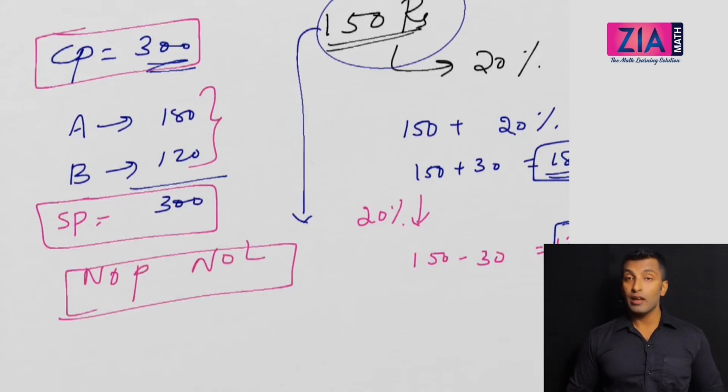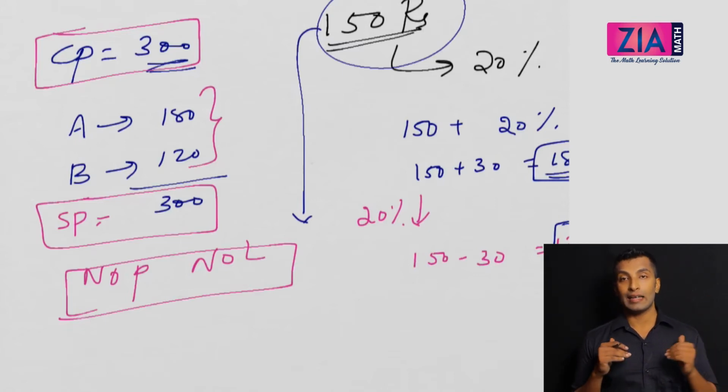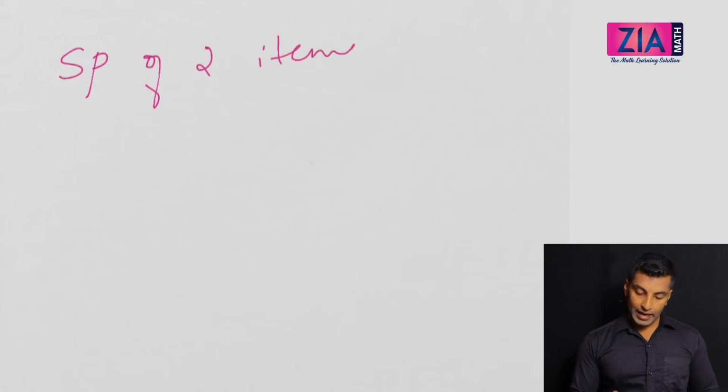What is the question? Two items bought at the same price, selling one at a particular percentage profit and the other at the same percentage loss. Effectively, there is no profit, no loss. Now the alternate question can be, instead of the cost price being the same here, the selling price of the two items is the same.